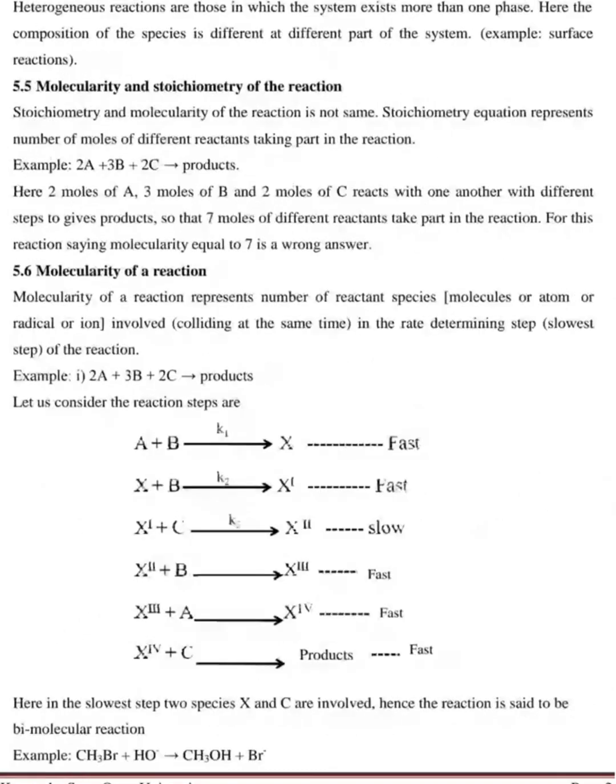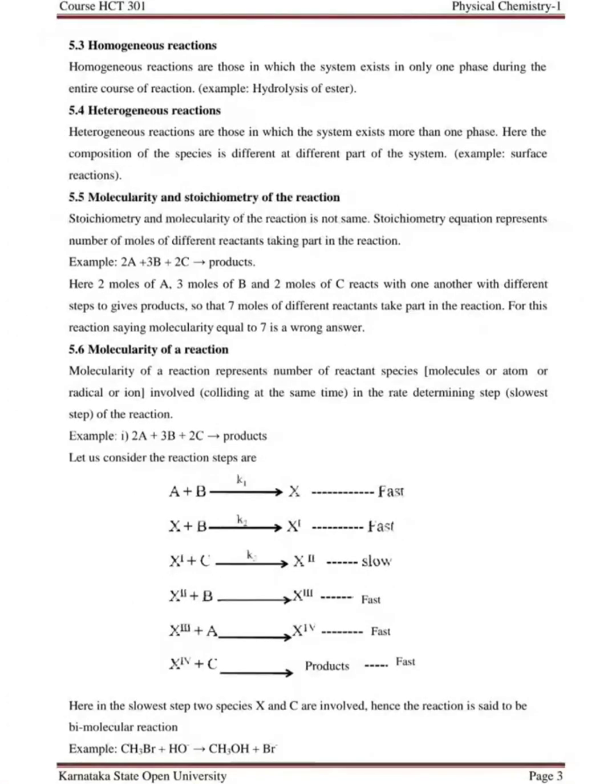And next, coming to the topic, here are basic concepts like what is a homogeneous reaction and what is a heterogeneous reaction. A homogeneous reaction is a system which exists in only one phase. The reaction takes place in only one phase. Heterogeneous has more than one phase. The reaction takes place in two or three systems. So this is known as a heterogeneous reaction.